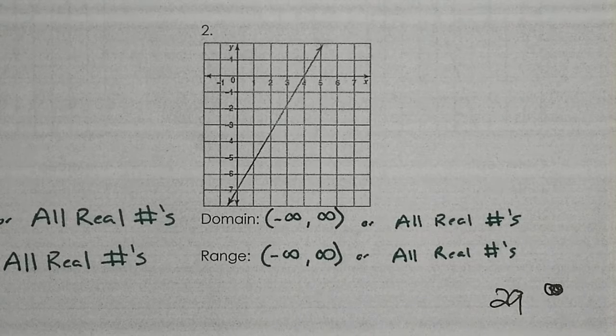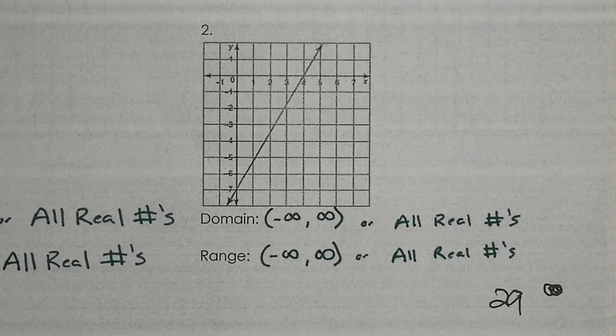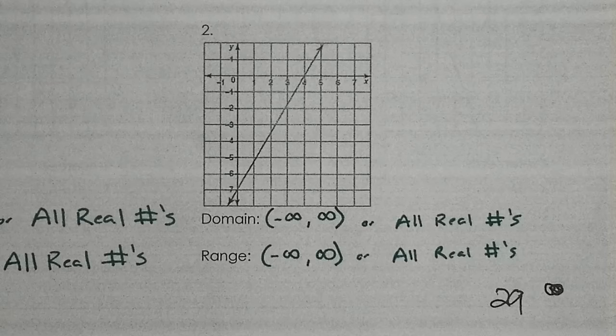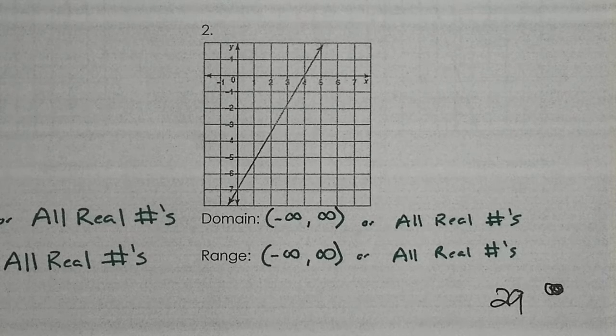All real numbers. Excellent. So that's the idea behind linears when it comes to domain and range. Again, not very difficult to understand. And usually they're always the same. It's always going to be negative infinity to positive infinity.